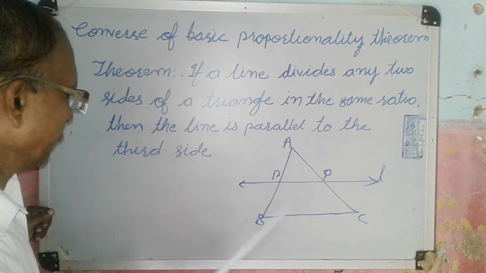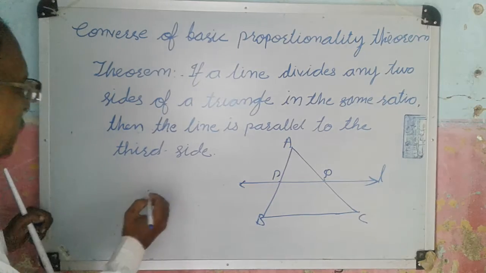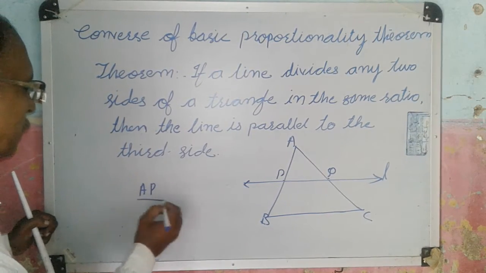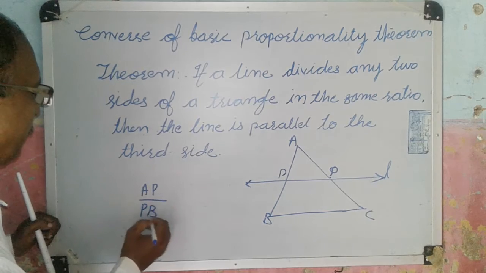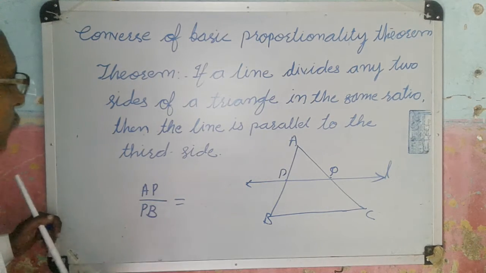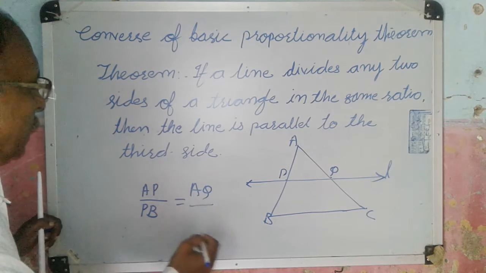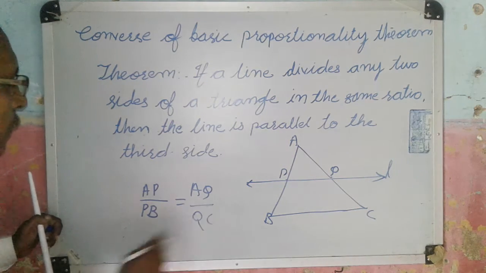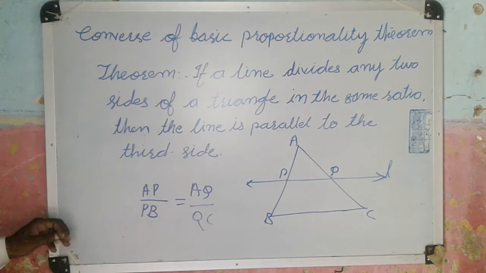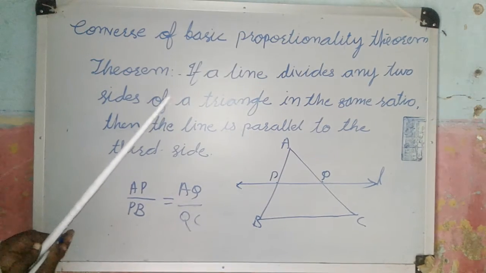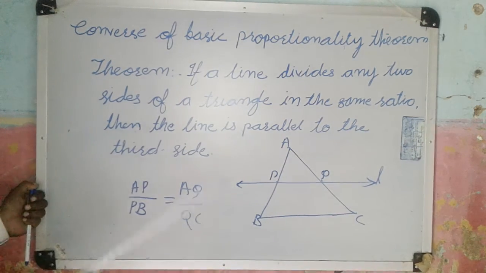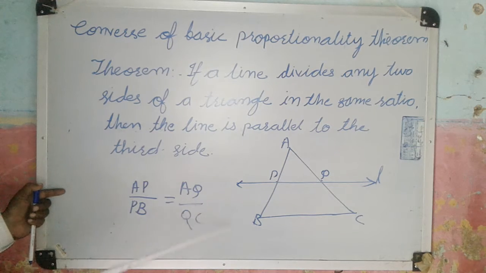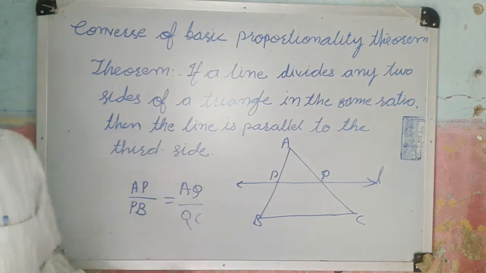When this ratio AP upon PB is equal to AQ upon QC, when these two ratios are equal, or when these two ratios are same, then we can say that this line is parallel to the remaining third side. This way, this is called the converse of basic proportionality theorem. Now we will have some examples on this converse.